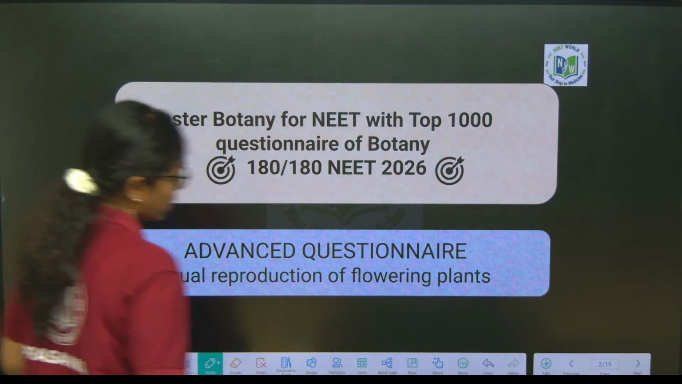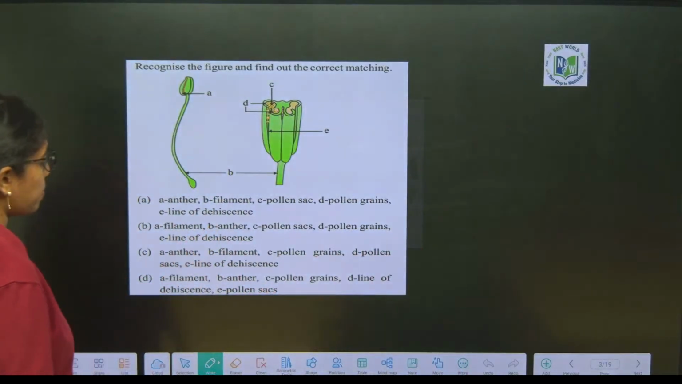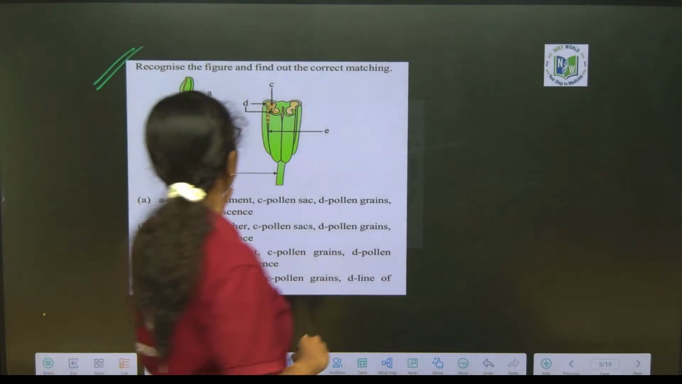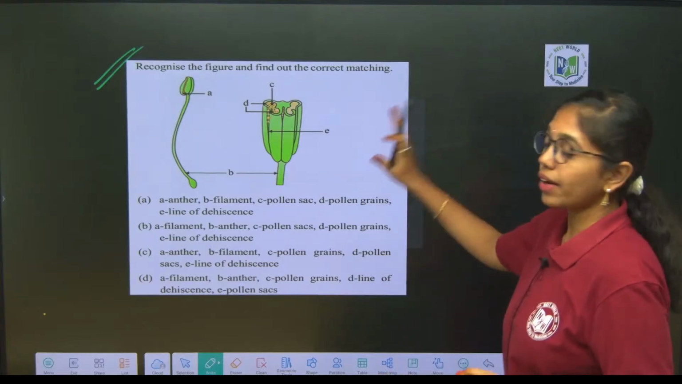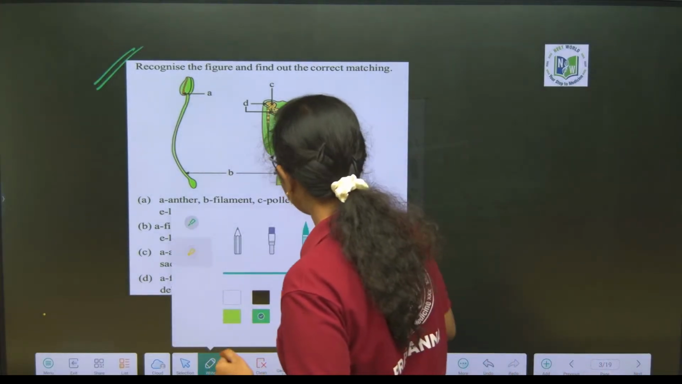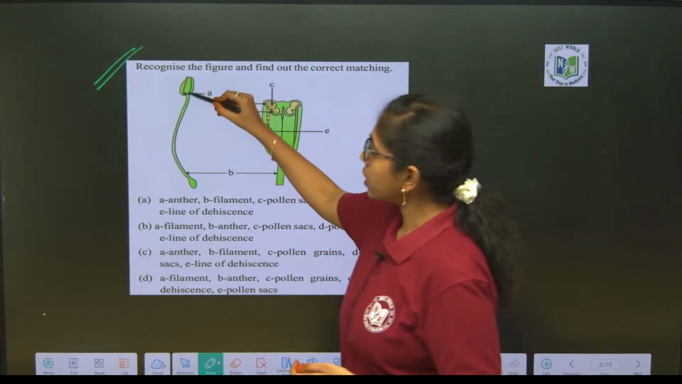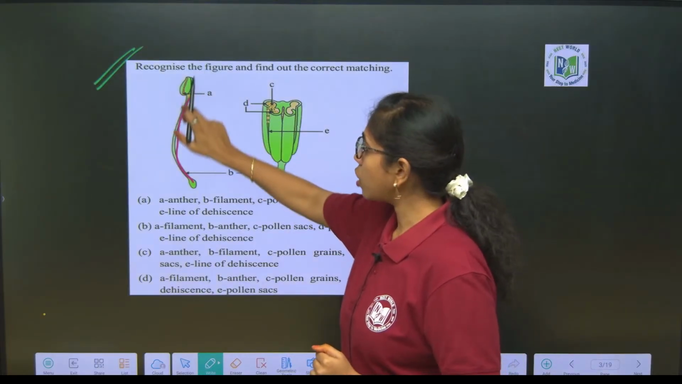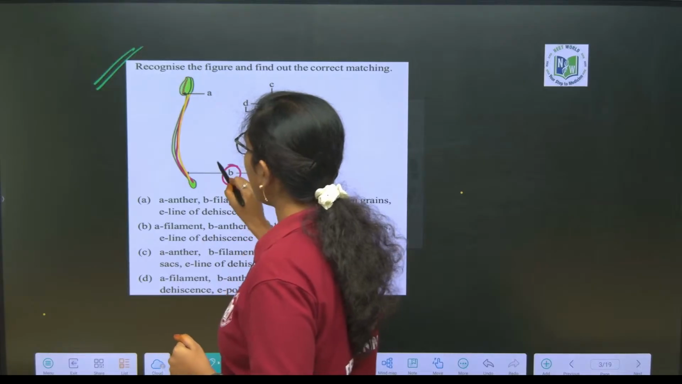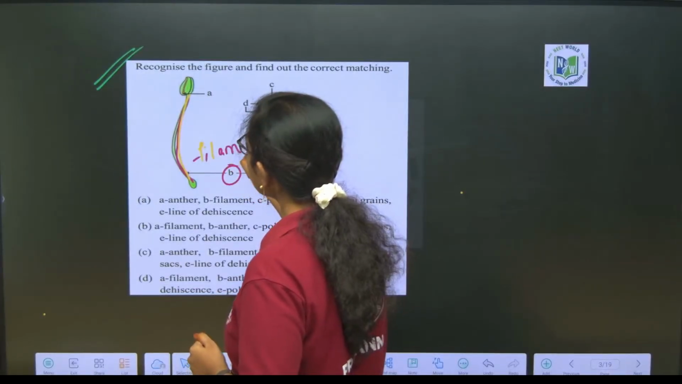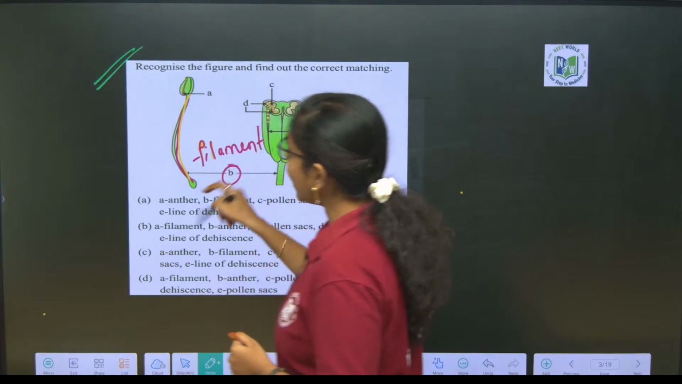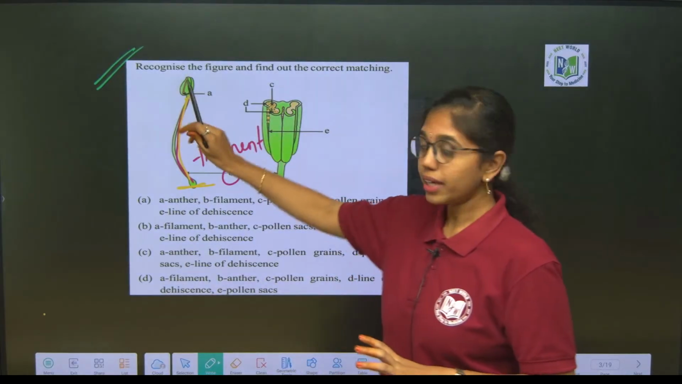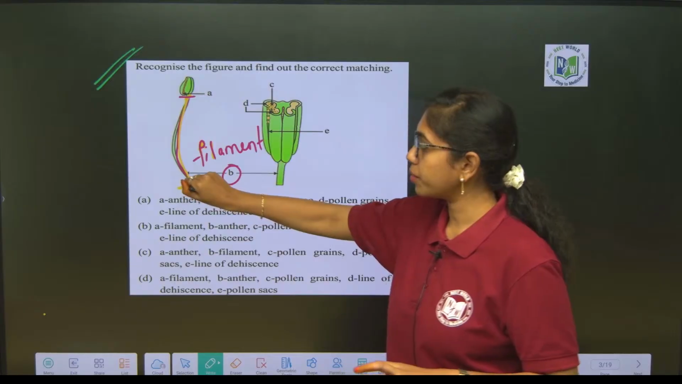So yes, let's get started with the first question, which is a diagram based question of the male reproductive structure, that is anther. Here, recognize the figure and find out the correct matching. This is the long stalk of the male reproductive structure, that is stamen. This long stalk is called filament. B is filament, whose proximal end is connected to the thalamus and distal end is connected to the anther.